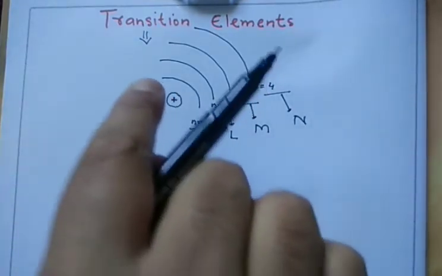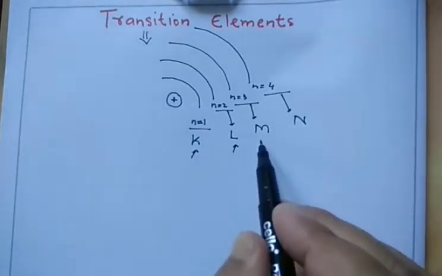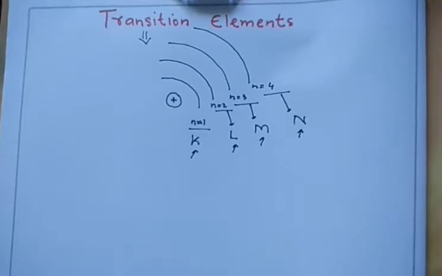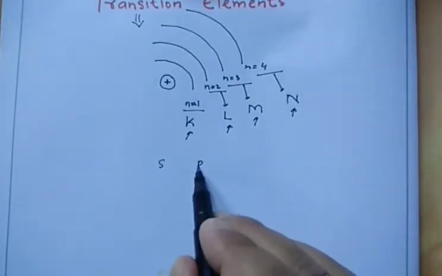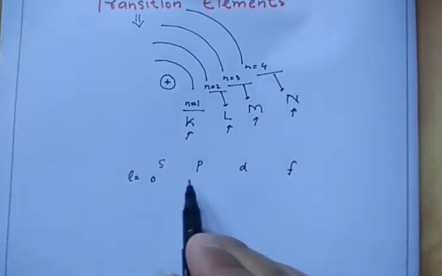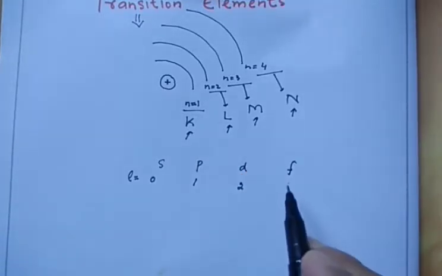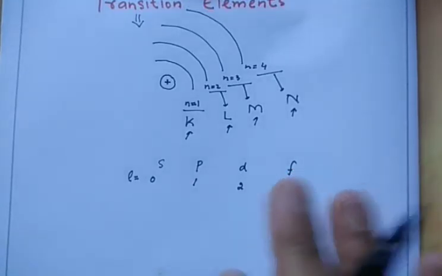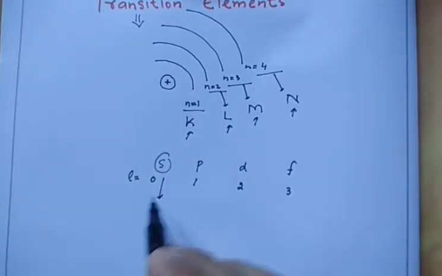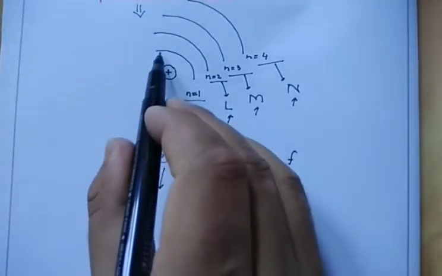Now within each shell we have the subshells. Within K we will have subshells, L will have subshells, within M we will have subshells there, and N also has subshells. Subshells are designated by s, p, d and f. s means when the azimuthal quantum number is 0. When it is 1, it is called a p subshell. When it is 2, it is called a d subshell. And when it is 3, it is called an f subshell. Now within the subshells we have small regions where the probability of finding electrons is maximum, which are called orbitals.